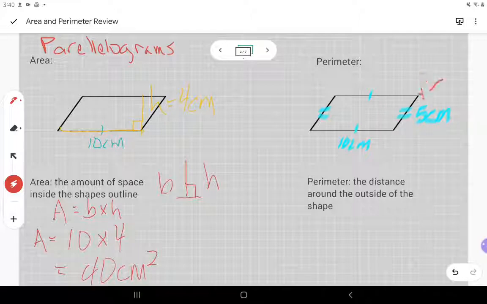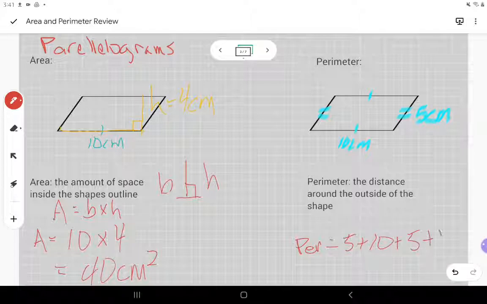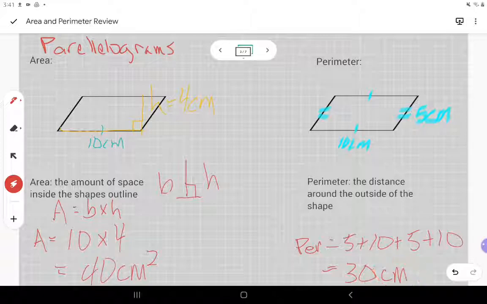My little walking stick man needs to go around all the outside lines. So he's going to walk from the top right corner down 5 centimeters, and then 10, and then 5, and then 10 again. So when I look at the perimeter, it was 5 plus 10 plus 5 plus 10. And in total, that gives us 30. And because those were side lengths, it becomes 30 centimeters. Okay? Centimeters because it was a bunch of lengths added together, versus area, which is centimeters squared, talking about how many little squares are in the inside of our shape.